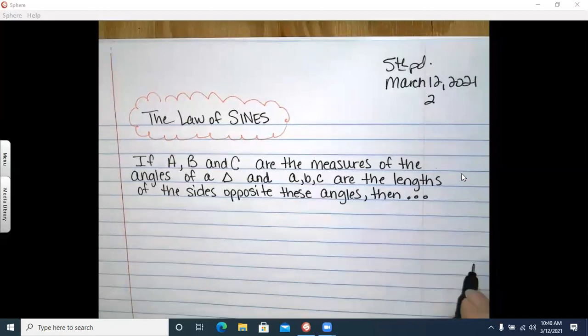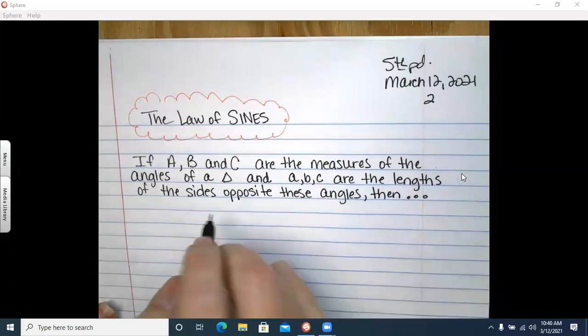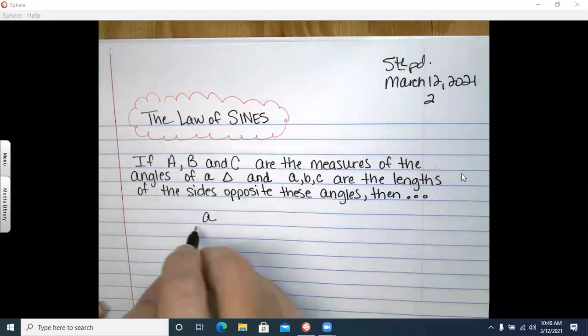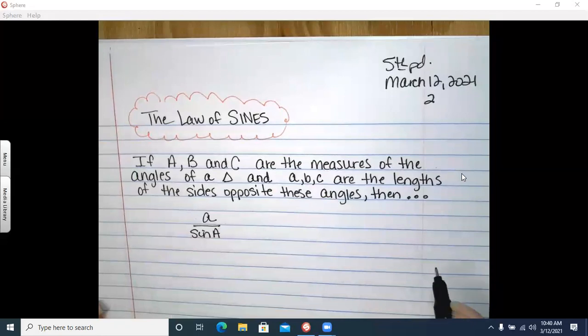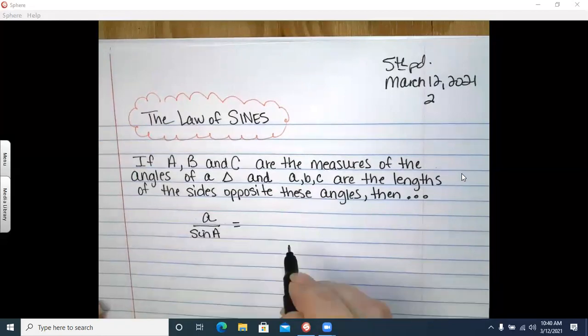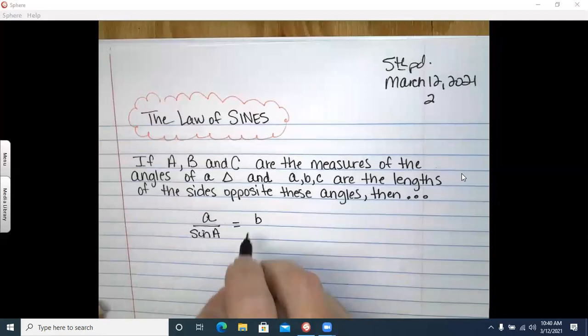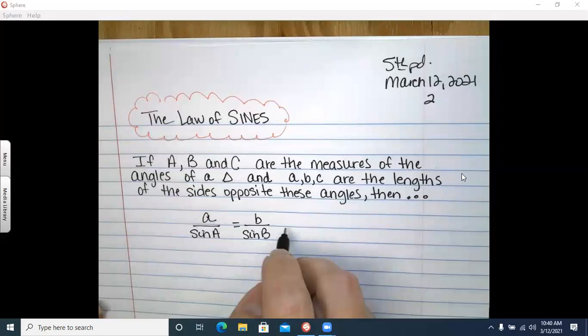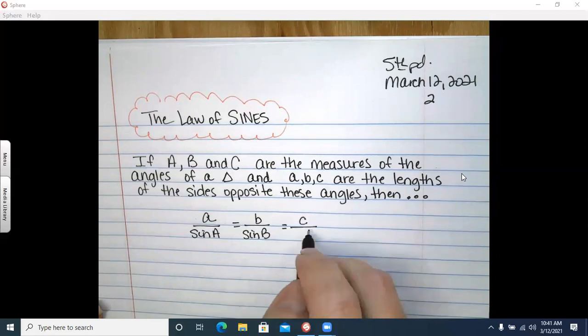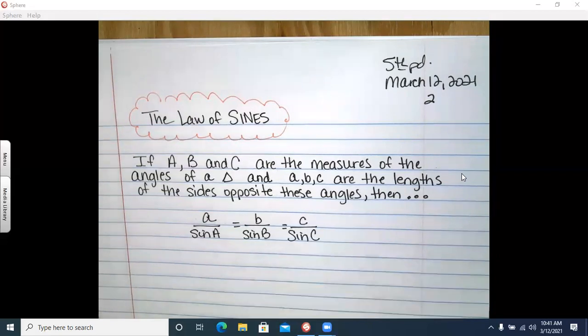a divided by sine of A, so that's a lowercase a divided by sine of an uppercase A, equals lowercase b divided by sine of uppercase B, equals lowercase c divided by sine of uppercase C. So the lowercase are the sides across from their respective angles. The uppercase is the sine of that particular angle.